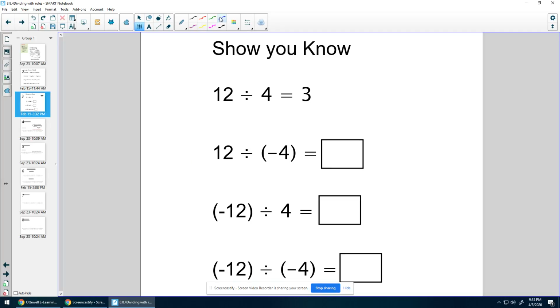Okay, so here, 12 divided by negative 4. Right away, off the bat, we know that's an odd number of negatives, so our answer has to be negative. 12 divided by 4, 3. Negative 3. Negative 12 divided by 4, right off the bat, we know has to be negative because there's an odd number of negatives. Negative 3. Next one, we have negative 12 divided by negative 4. Even number of negatives, our answer has to be positive.